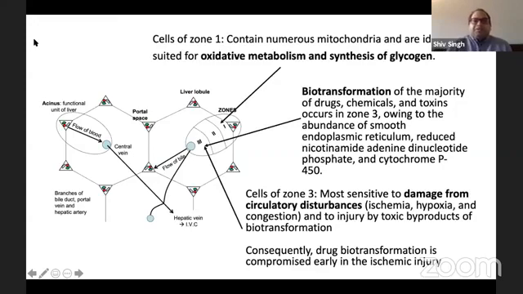So cells of zone 3 are most sensitive to damage from circulatory disturbances like ischemia, hypoxia, and congestion. You'll see central vein necrosis, and injury by toxic byproducts of biotransformation. Again, the injury is seen in zone 3. So drug biotransformation will be compromised early in ischemic injury, and this is seen in zone 3. So that's the importance of actually knowing the functional unit of your liver, that is the acinus.